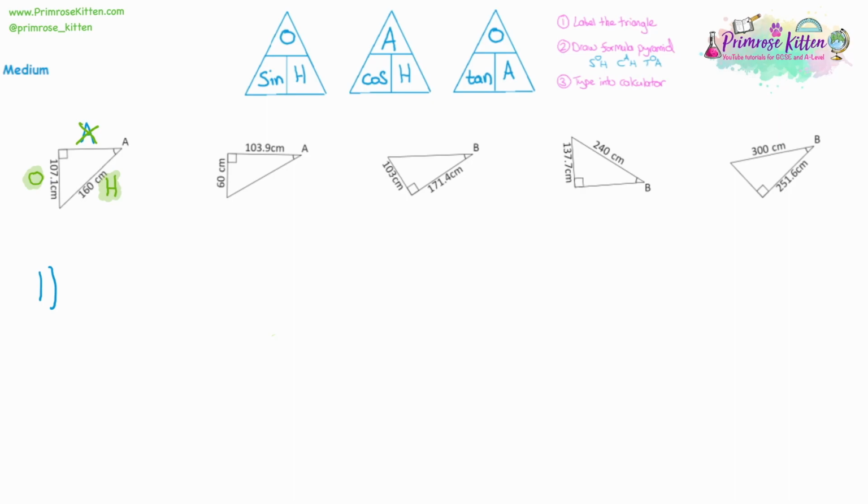Then we're going to have a look at the formula pyramids. We're going to draw one for every single question we do. This will help us to remember SOHCAHTOA. We have O and H labelled, and they only appear in the sin pyramid, so SOH.